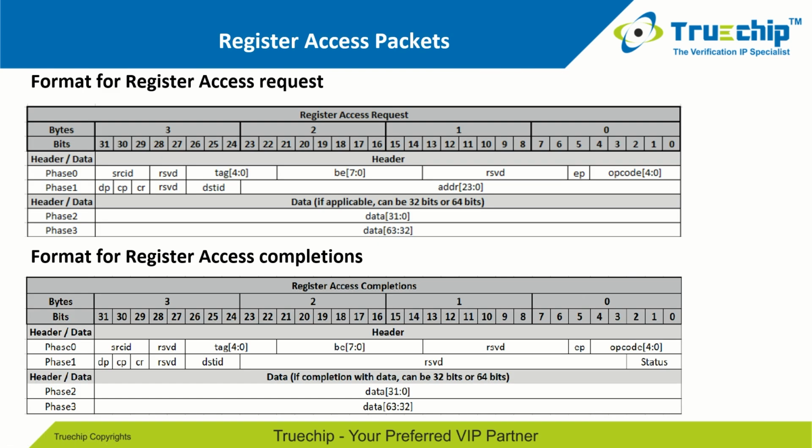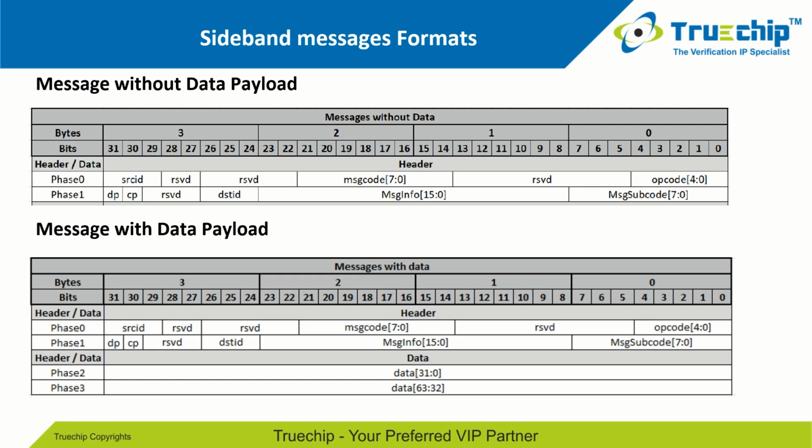So these are the register access packets. The above one is for the register access request and the below one is for the register access completions. Now we have the sideband message formats with data and without data. The upper one is the packet without data, and the lower packet is the complete packet with data.